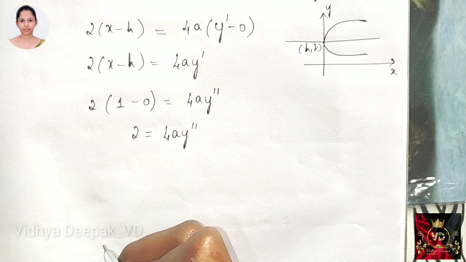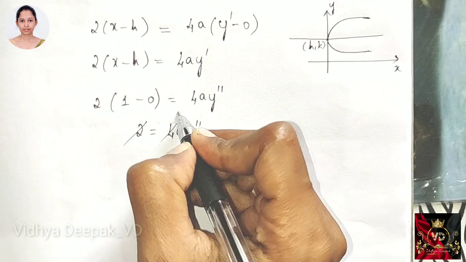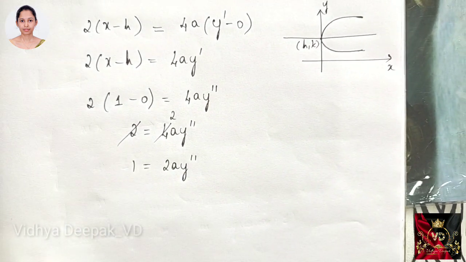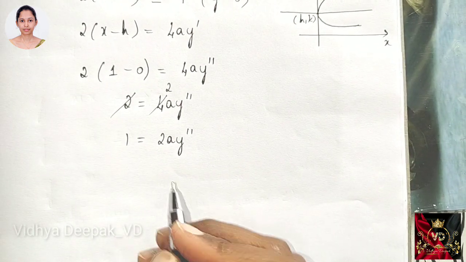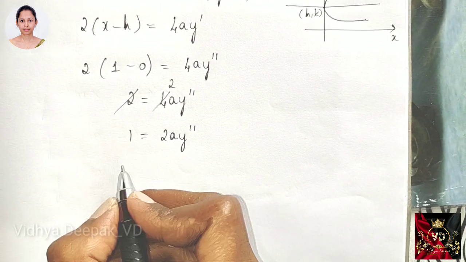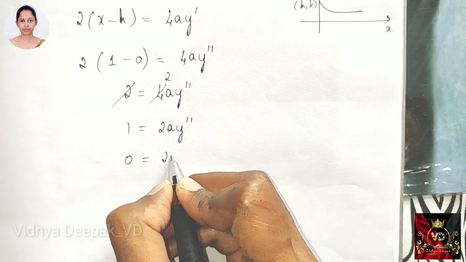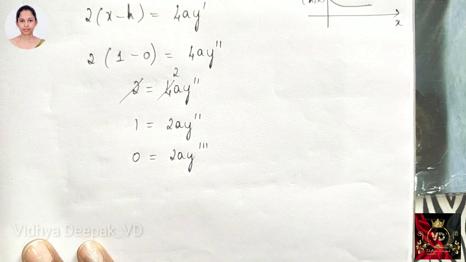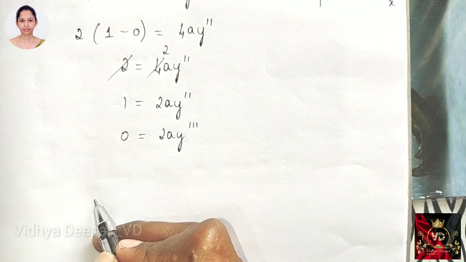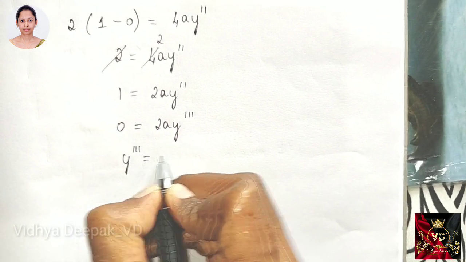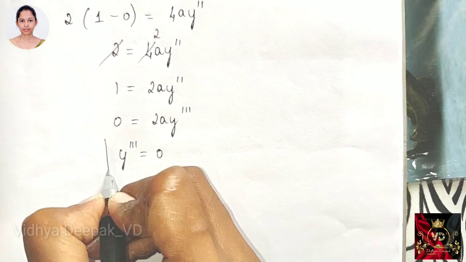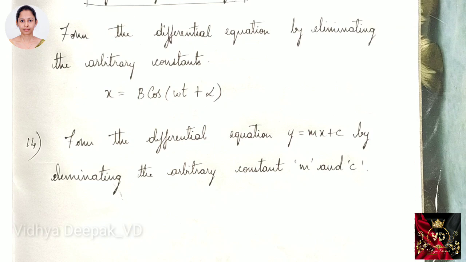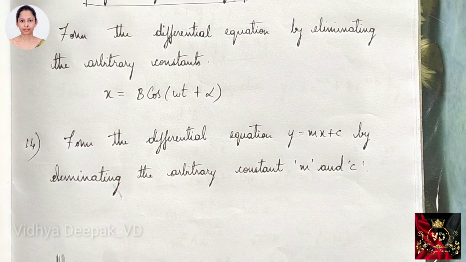Now differentiate this once again, what do you get? Here you can cancel, 2 ones are 2, 2 twos are 4. So this becomes 1 is equal to 2a into y double dash, right? So now differentiating this once again, what do you get? 0 is equal to 2a into y triple dash, right? So now send this 2a to the other side, what happens? Y triple dash is equal to 0 divided by 2a is nothing but 0, which is your required differential equation after eliminating the constants.